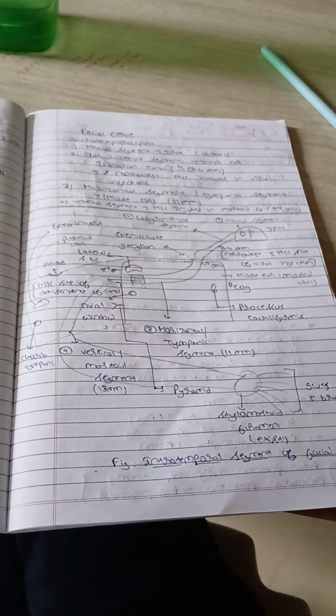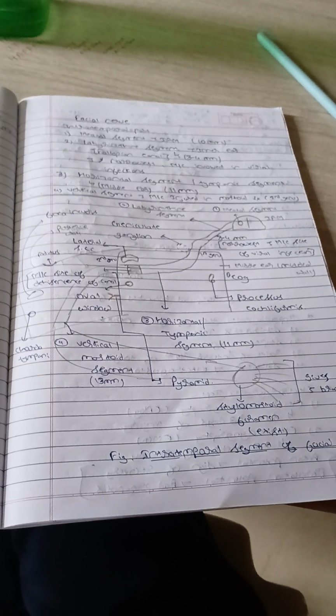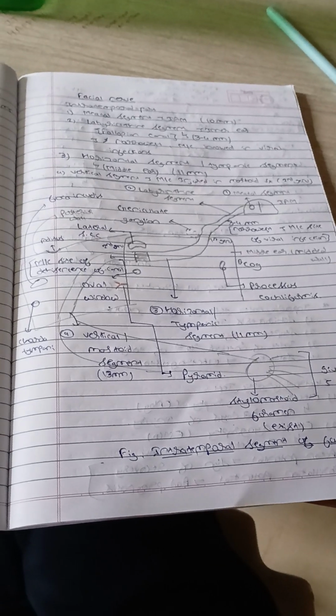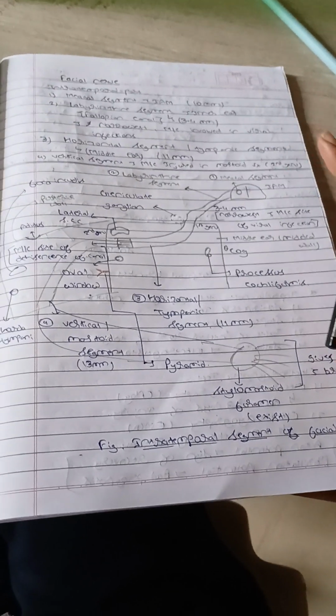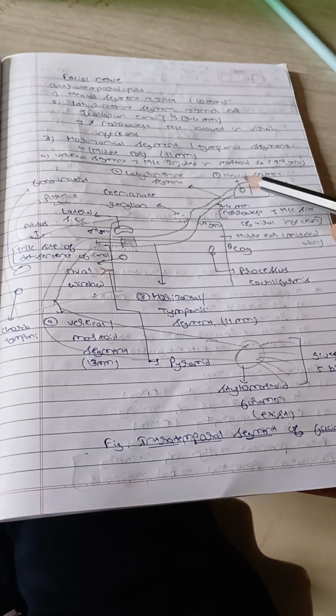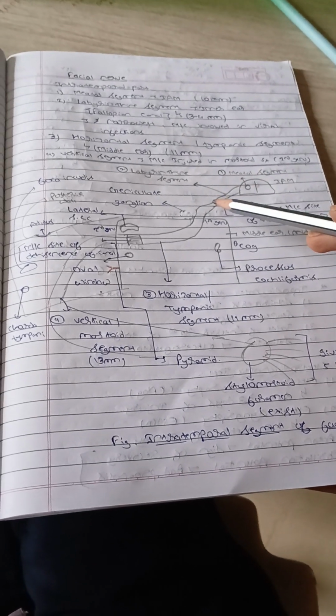Hello everyone, in this video we will be seeing about the facial nerve. So first we will see about the segments of the facial nerve. So basically four segments of the facial nerve are there. That is the meatal segment, the labyrinthine segment is present.